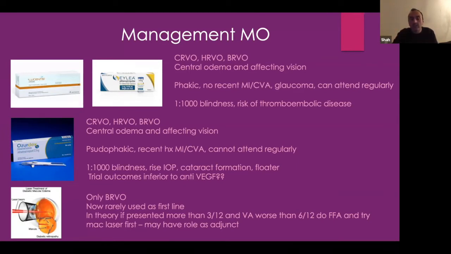So this is ideal if your patient is pseudophakic, so they've already had cataract surgery. If they don't have glaucoma or pressure problems, because pressure problem is an issue with Ozurdex, and a small proportion actually can develop glaucoma. If they've had recent history of heart attack or strokes and you're a bit worried about anti-VEGF therapy, or if they can't attend regularly, then Ozurdex is a really good option instead of the anti-VEGF.